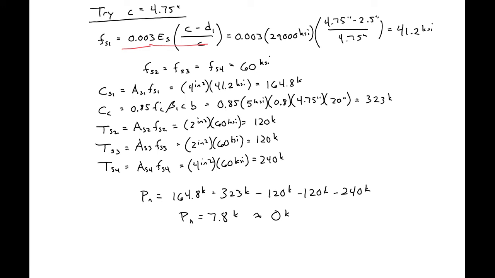So you can see we're pretty close to 0, so I'm not going to iterate anymore, but you could try iterating again and maybe try 4.7 and see if you could get to 0. You could also use a solver in Excel and calculate the exact C if you wanted.